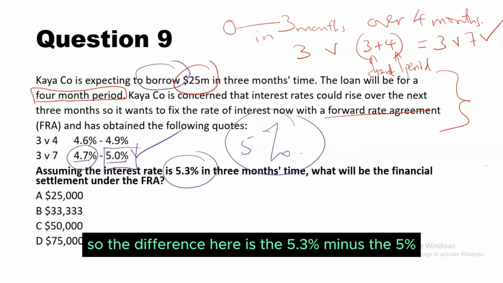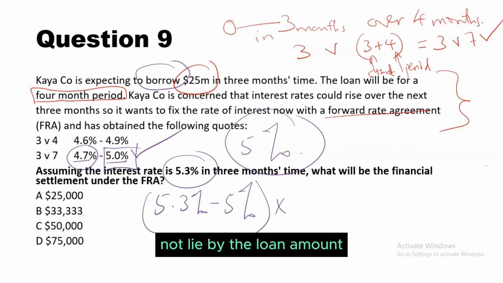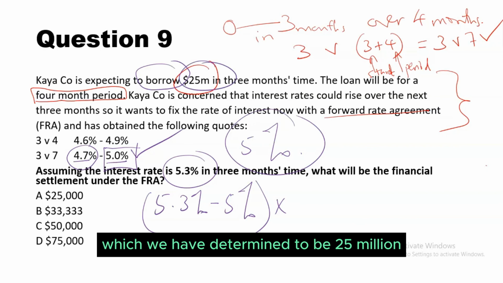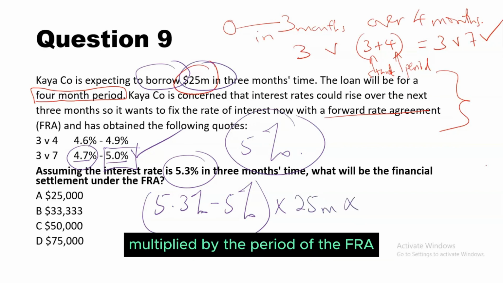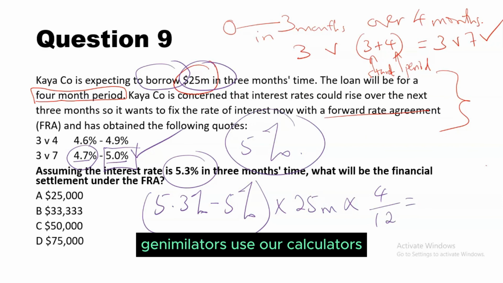So the difference here is the 5.3% minus the 5%, multiplied by the loan amount, which we have determined to be 25 million, multiplied by the period of the FRA, which is 4 months, 4 over 12. And we get how much? Ladies and gentlemen, let us use our calculators.